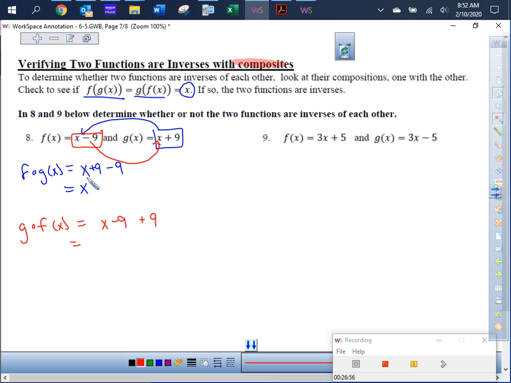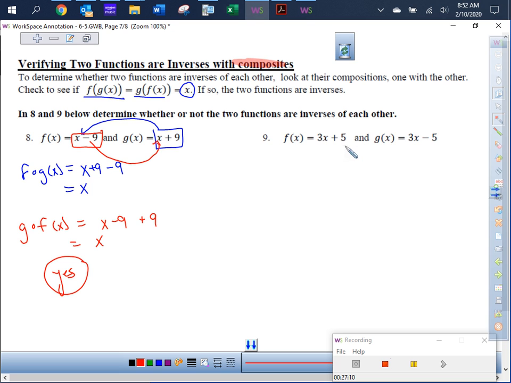And cleaning that up, doesn't that turn out to be x? Since we got x back both times, it's a yes or no question. They're asking us, are they inverses of each other? What do you think, yes or no? That is a yes, because we got x back both times.